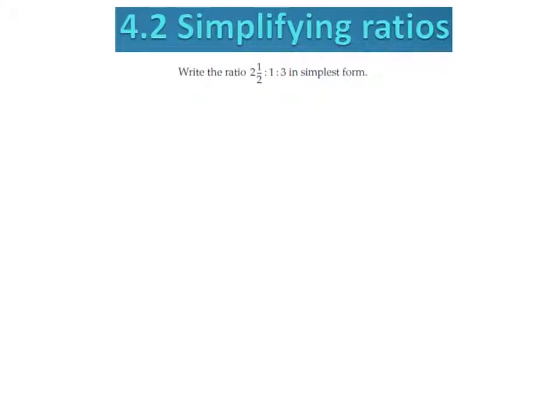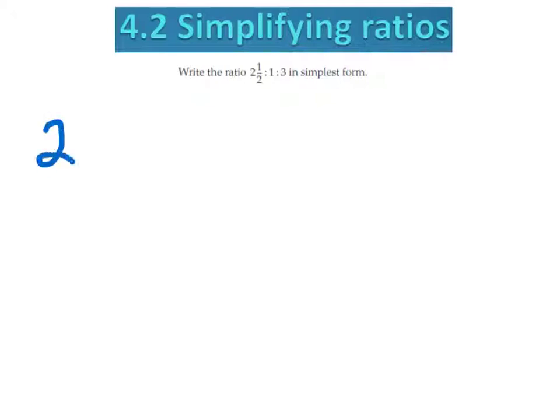So this question here is asking us to convert 2.5 to 1 to 3 in its simplest form. So what we need to do is, for a ratio, I've got to remember they actually go in whole numbers. So what I want to do is convert this mixed number of 2.5 to an improper fraction.